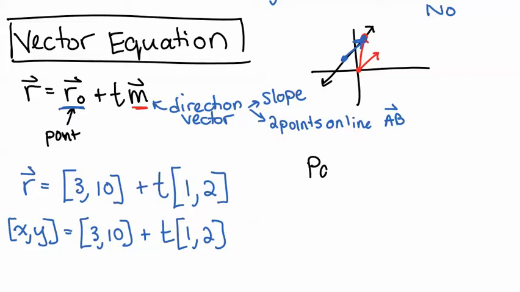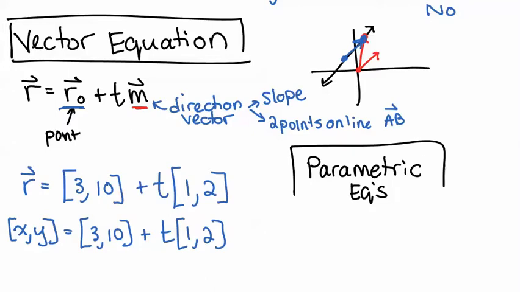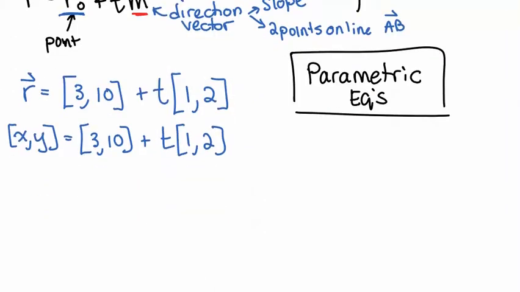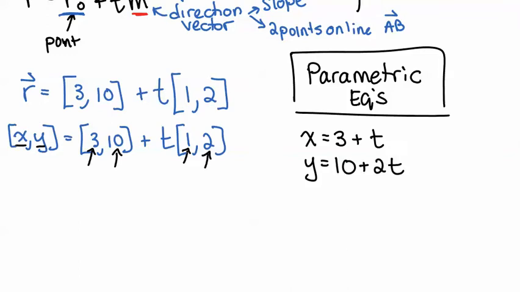We also know these things called parametric equations. Parametric equations are just when you break it up by x and y. So our parametric equations for this line would be x equals, and then we take the x components, so 3 plus 1t, which I'm just going to write as t. And for the y part, y equals 10 plus 2t. So those are our parametric equations. If this was in 3 space, it would be exactly the same, we'd just have a z component also.